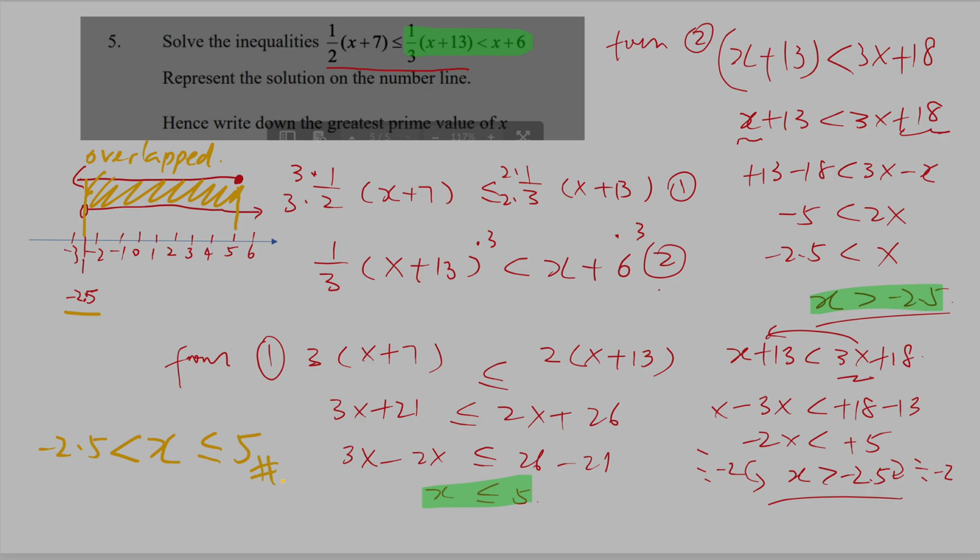And then they say, hence write down the greatest prime value of x. Prime values start from 2, 3, 5. So the greatest is 5. That's how you solve.